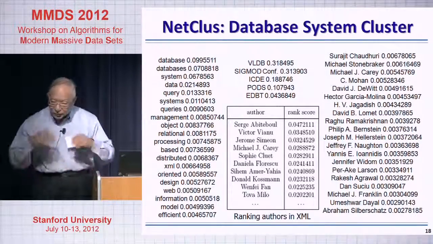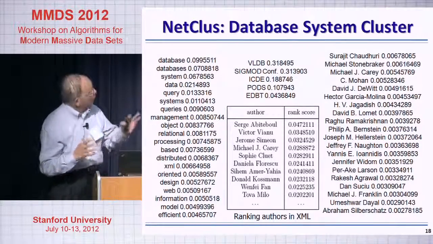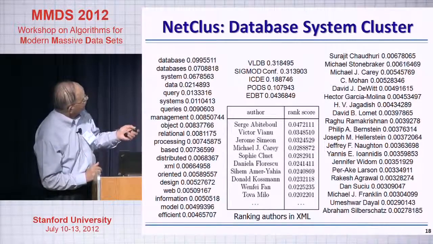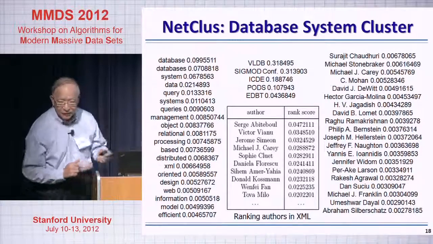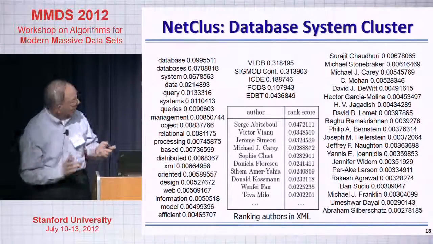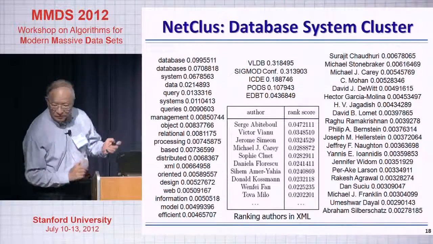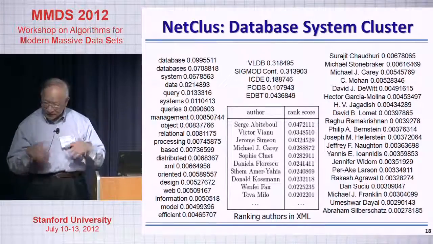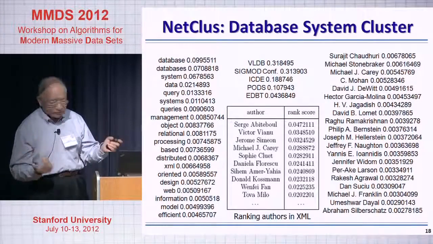And you can even do subclustering. For example, within this database, you do another subcluster. Here it actually shows this cluster is the XML, XQuery cluster. Then these are the top authors. Remember, there's no citation information. What you got is just the links. Based on the links and clustering, you can get quite reasonable ranking as well.